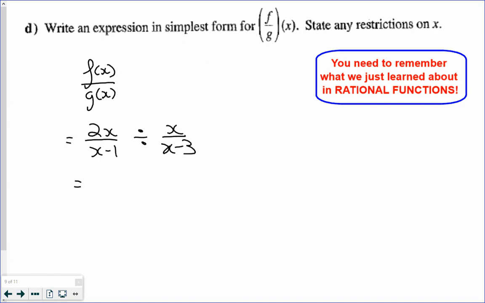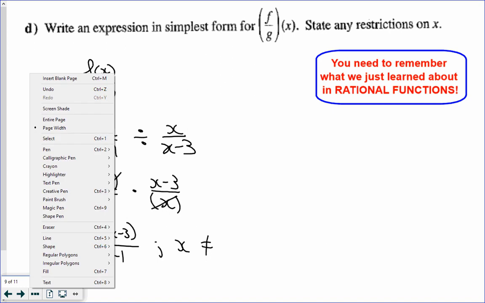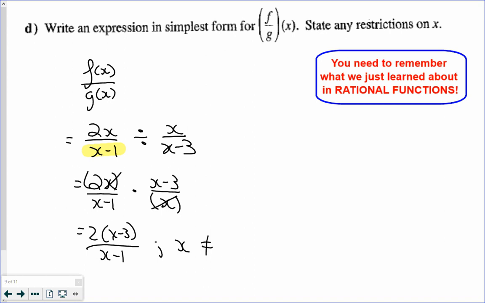Okay, so we've got 2x over x minus 1 times x minus 3 over x. Remember, to divide, you change it to a multiply and you flip. So because this is a monomial and this is a monomial, I can actually cancel out the x's. So what I've got is 2 times x minus 3 over x minus 1. Now, for the domain restrictions, it's every denominator that you have at any point, either in the original question or in all of the work. So we've got x minus 1, x minus 3, and the x. So the restrictions are 1, 3, and 0.